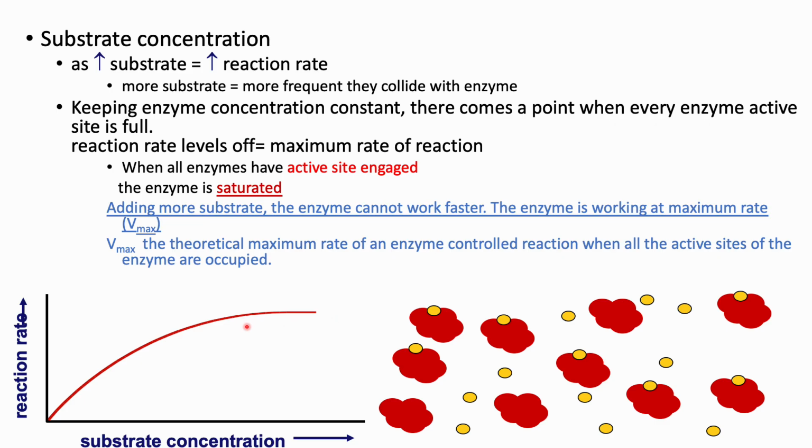Each of the enzymes have active site engaged. The enzyme is said to be saturated. Adding more substrate, the enzyme cannot work faster. The enzyme is working at a maximum rate. This is what's known as Vmax. V is representing velocity or speed. It's the theoretical maximum rate of an enzyme-controlled reaction when all the active sites of the enzymes have been occupied.